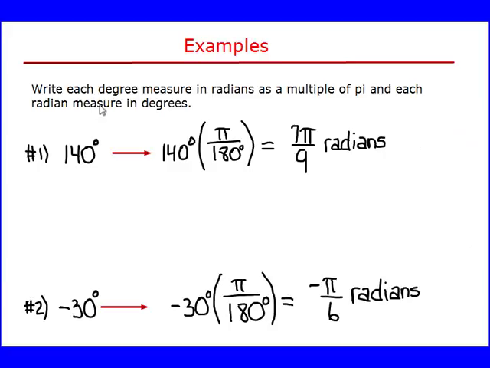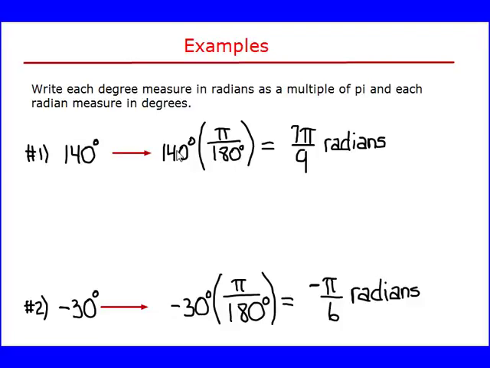Examples. Write each degree measure in radians as a multiple of pi and each radian measure in degrees. So with number 1, we're given 140 degrees. We now want to convert this from its degree measure to its equivalent radian measure. In order to convert from degrees to radians, we're going to use the ratio pi over 180.